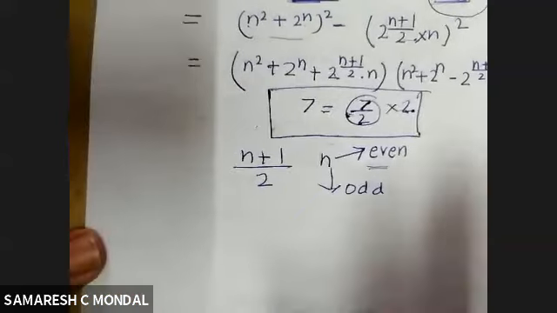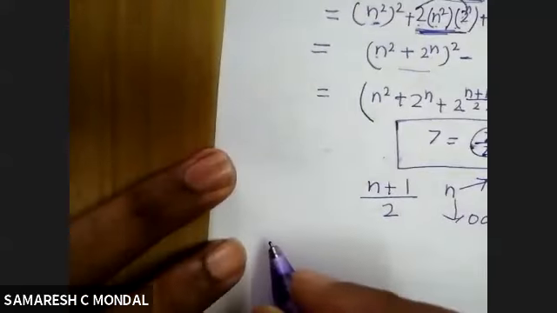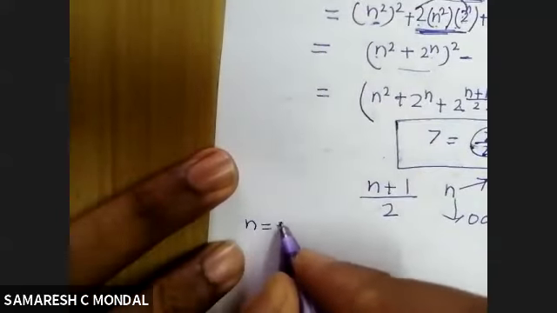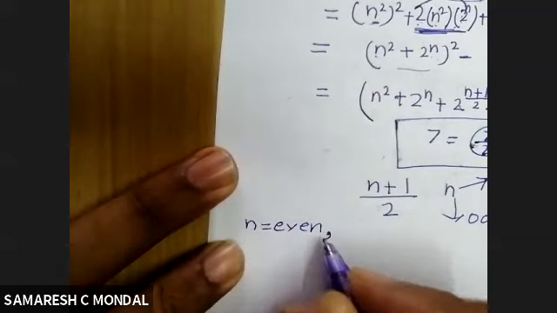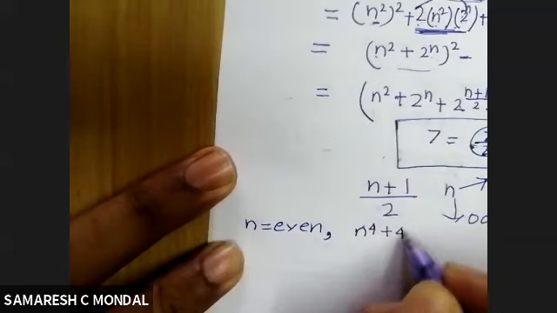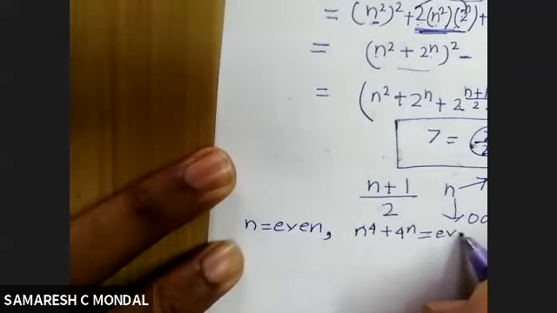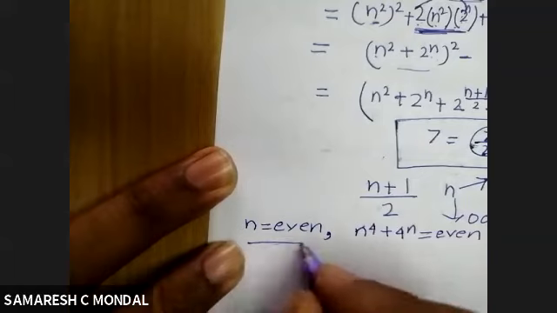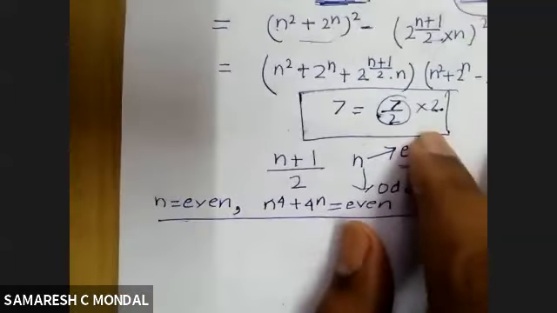So I'll continue. If n is even, then n to the power 4 plus 4 to the power n will be even. So it's not a prime number; it's a composite number. Now comes the case when n is odd.